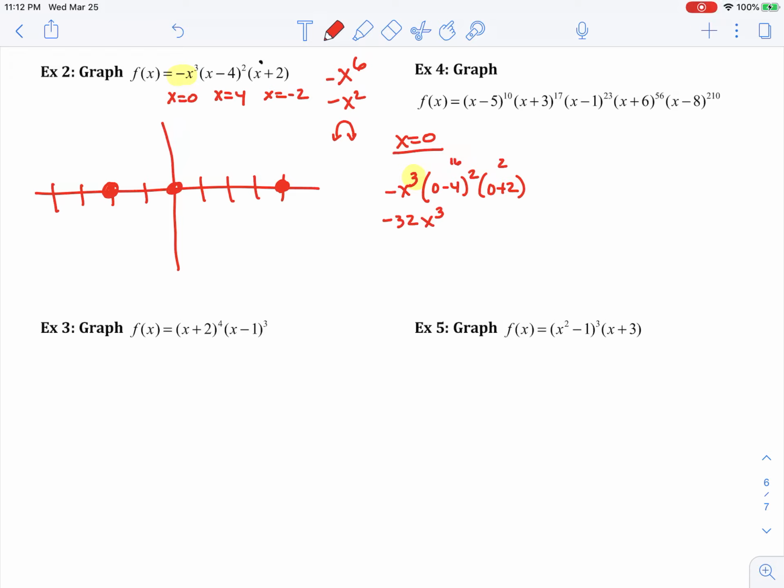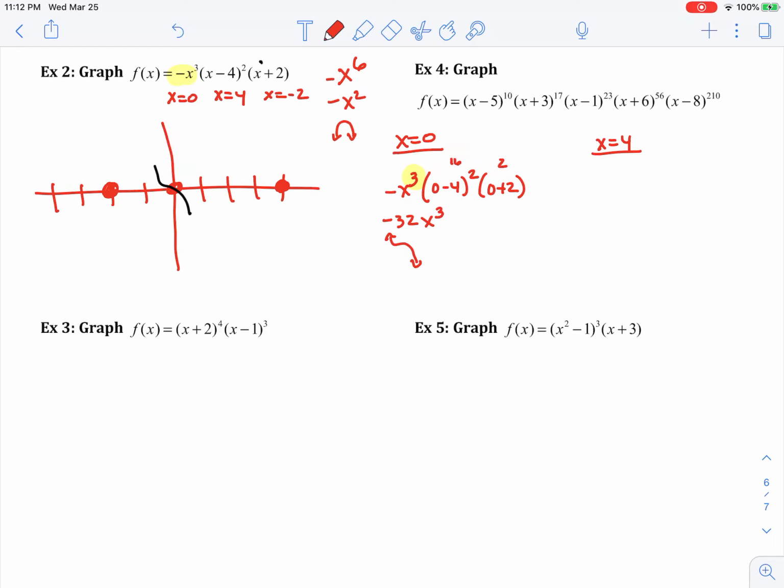So the behavior of our graph as we get close to the x-intercept of x equal to 0 is taking on the shape of the graph of a negative 32 x cubed. Or if we're just generalizing that graph, it would be a reflected x cubed graph. Okay. So let me just sketch that on here. So as we're approaching x equal to 0, a negative x cubed graph would look something like that. Okay? And now if we look at the behavior around the other roots, let's look at the behavior as we approach x equal to 4.